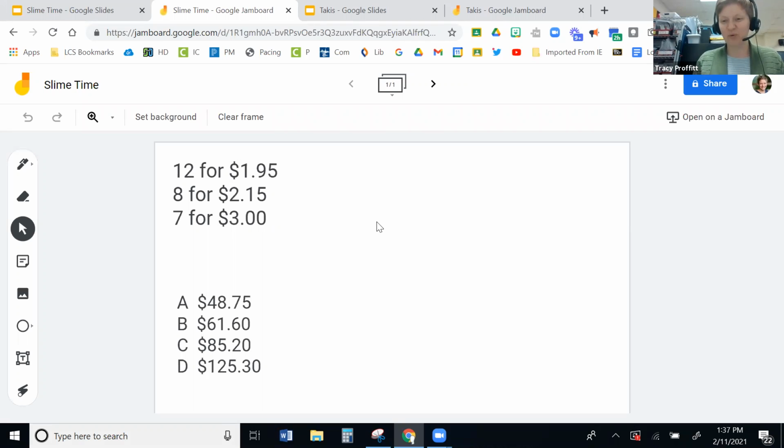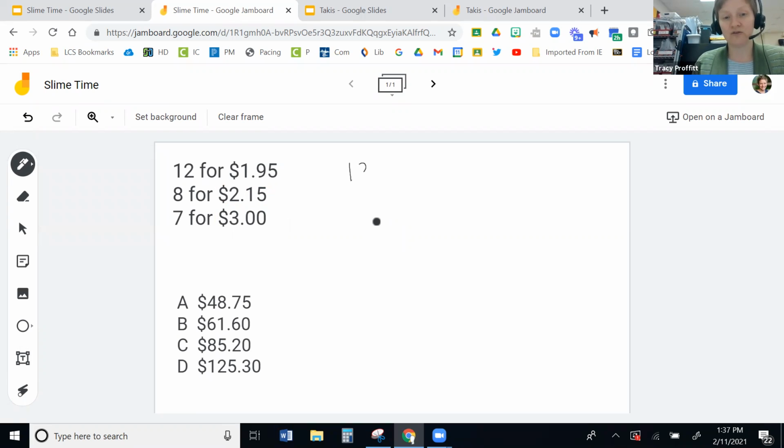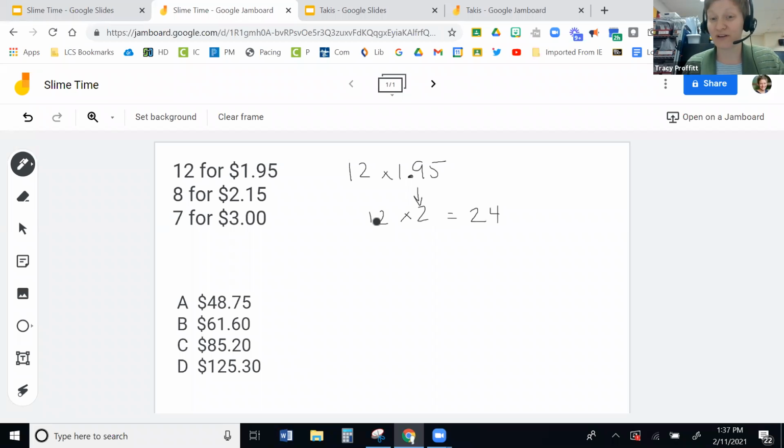So I just pulled out the most important information onto this slide, that she said she had 12 of the glitter slimes for this price, 8 of the clear slimes for this price, and 7 of the Floam slimes for this price. Miss Stratton, you were so right when you said do 12 times $1.95. But that might be kind of hard because I have to work with decimals. So why don't we round? What could we round the 1.95 to? $2. I think that's so much easier to work with, isn't it? All right, so the 12 times the 2, we would have that. She made about $24 for that glitter slime.